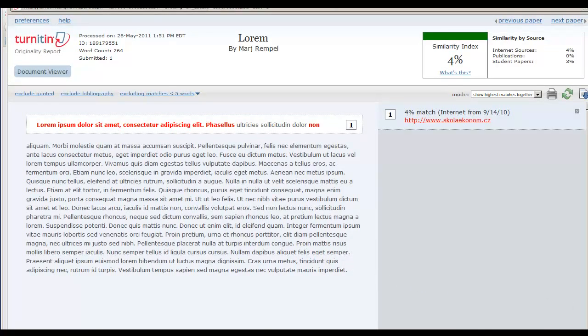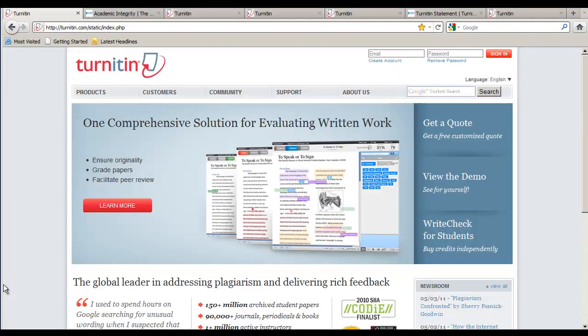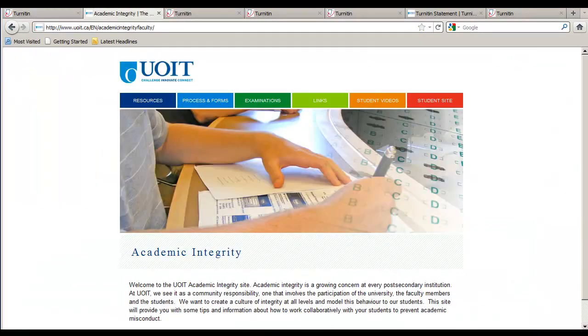Turnitin is an internet-based plagiarism detection service. In an effort to ensure the highest academic standards, the University of Ontario Institute of Technology, UOIT, has made a strong commitment to preserve academic integrity as defined by UOIT policies. This currently includes the use of Turnitin.